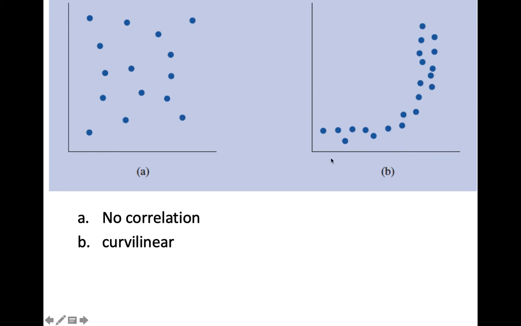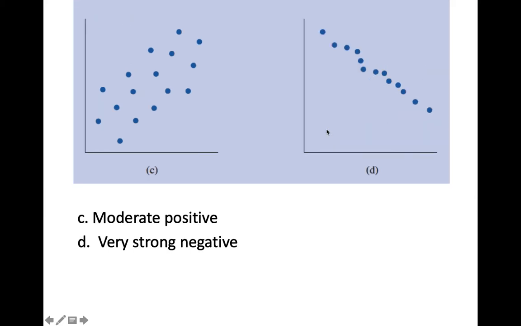B, we certainly have a curvilinear correlation because we see that we have a bend or a curve, so curvilinear. C, I said a moderately strong positive correlation. Certainly it is positive because we have the general trend of the scatter plot sloping up as we move from left to right. So again, highs going with highs, lows going with lows, moderates going with moderates.